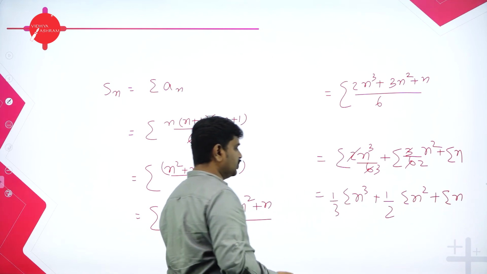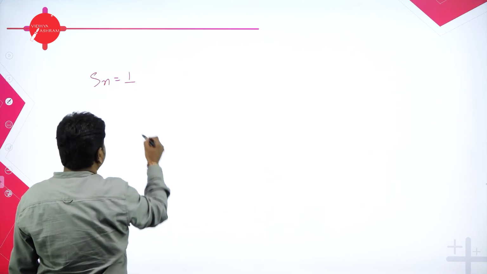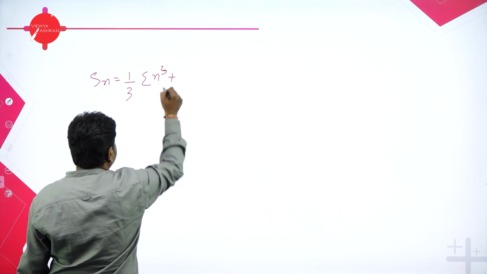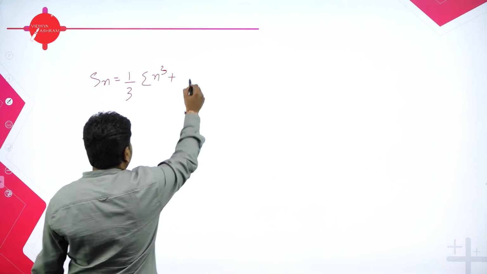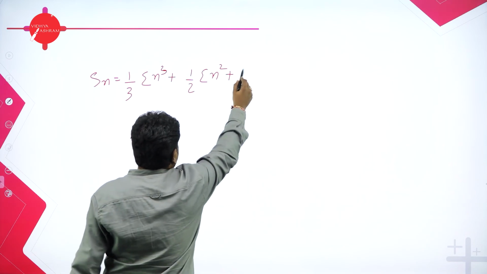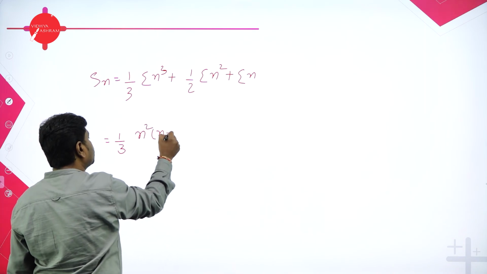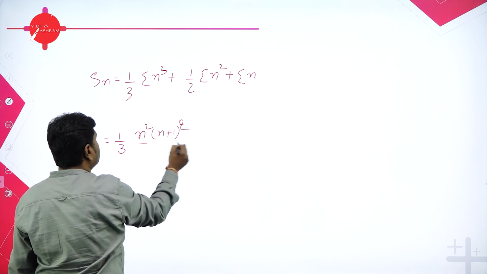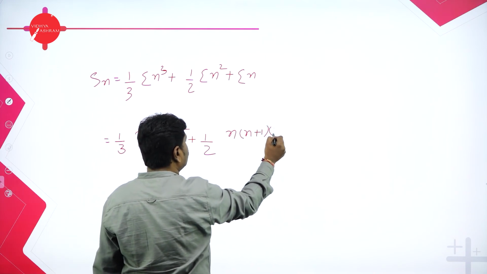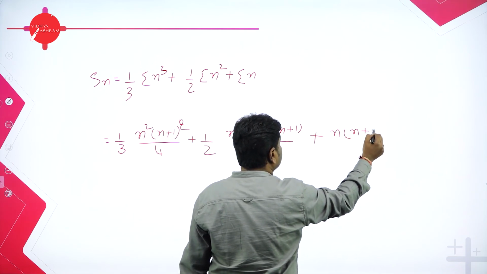Now you know all the values, so apply. So Sn is equal to 1 by 3 into sigma n cube, plus 1 by 2 sigma n square, plus sigma n. So that will give you 1 by 3 into, what is sigma n cube? Sigma n cube is n square into n plus 1 the whole square by 4. 1 by 2 into, what is sigma n square? n into n plus 1 into 2n plus 1 by 6. Sigma n, what is sigma n? n into n plus 1 by 2.